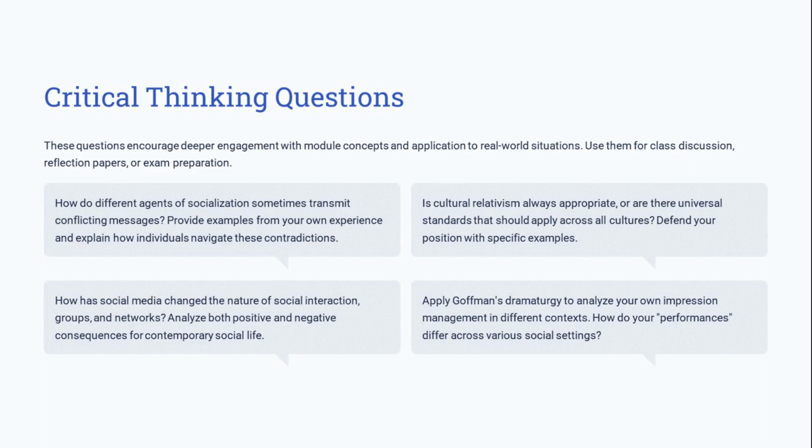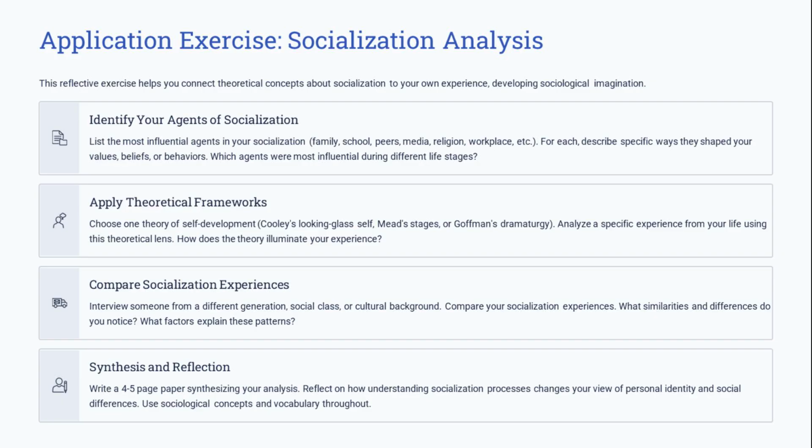Consider how different agents of socialization sometimes transmit conflicting messages, and explore whether cultural relativism is always appropriate. Reflect on how social media has changed the nature of social interaction, groups, and networks, and apply Goffman's dramaturgy to analyze your own impression management in different contexts. This reflective exercise helps you connect theoretical concepts about socialization to your own experience, developing sociological imagination.